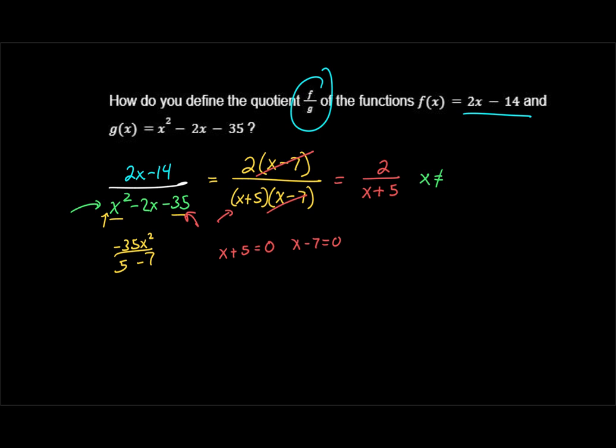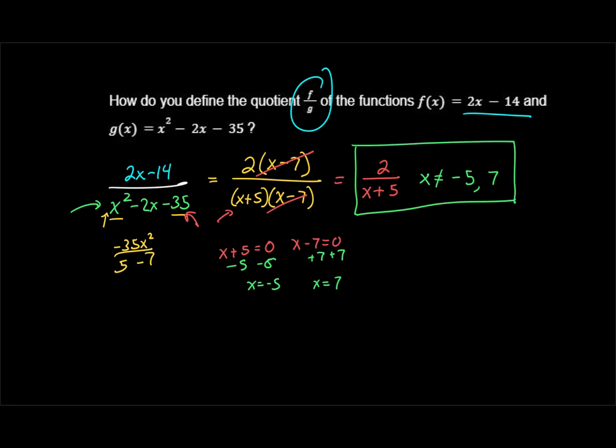After doing so, just solve them. So we have subtracting 5, we get x equals -5, and adding 7, x equals 7. So the two restrictions are -5 and +7. So overall, we have the simplified expression and the restrictions on the domain for this combined function.